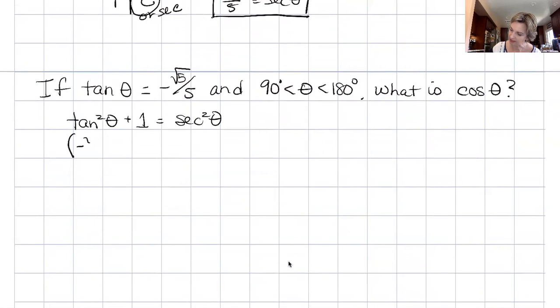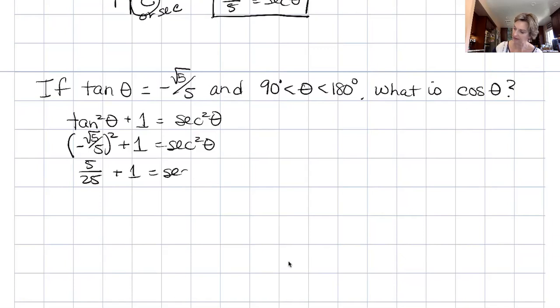Your tangent is negative square root of 5 over 5. I gave that information to us. And now we're going to solve for secant. So negative square root of 5 over 5, when you square that, you're going to get 5/25. Let's just simplify that to make our math a little bit easier. So 1/5 plus 1, right, would be 1/5 plus 5/5. So that's going to be 6/5.